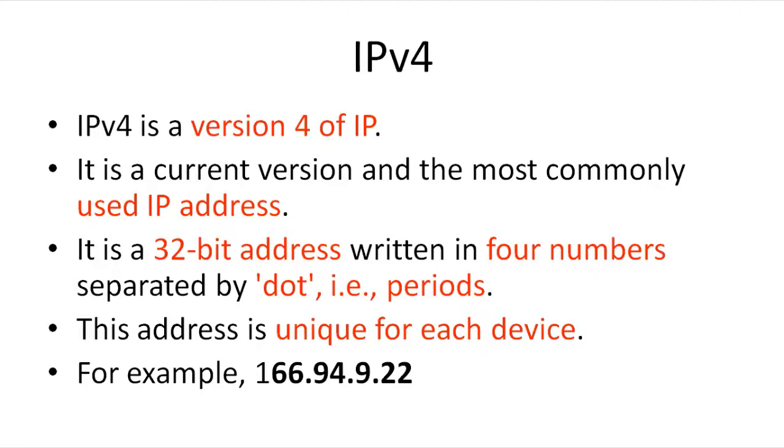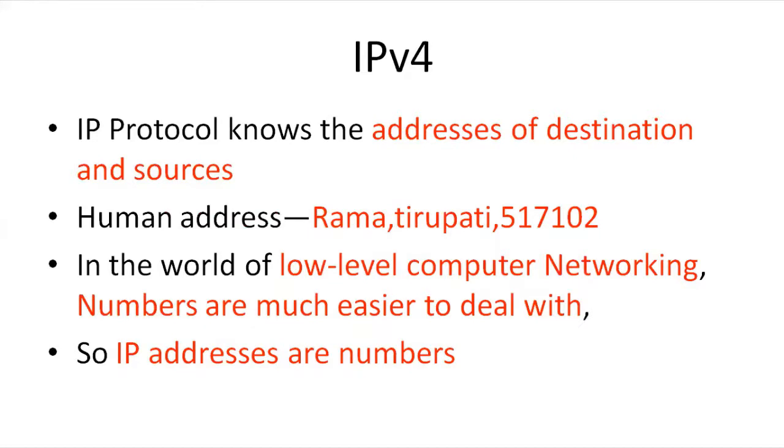For example, 192.168.1.1. Four numbers, each separated by a dot. This is unique for each and every device. Another example, 166.94.9.22. The IP protocol knows the address of source and destination. Human addresses are something like Krishna, Hyderabad. But low-level computer networking understands zeros and ones, so numbers are much easier to deal with. So IP addresses are always numbers.